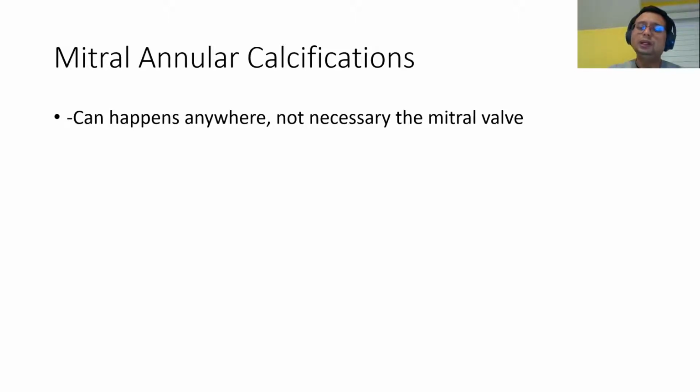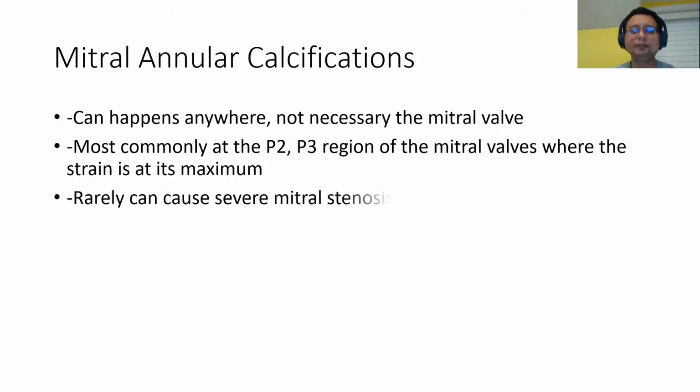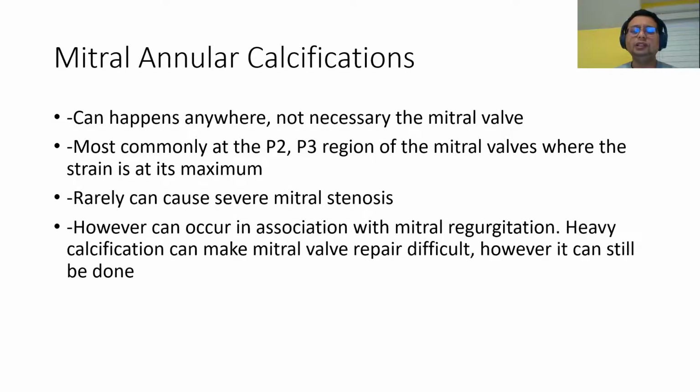It can also spread from the mitral valve annulus base all the way to the leaflet tips. It is most commonly at the P2, P3 region of the mitral valve, where the strain is at its maximum. It rarely causes severe mitral stenosis, however, it can occur in association with mitral regurgitation. Heavy calcification can make mitral valve repair difficult, however, it can still be done.